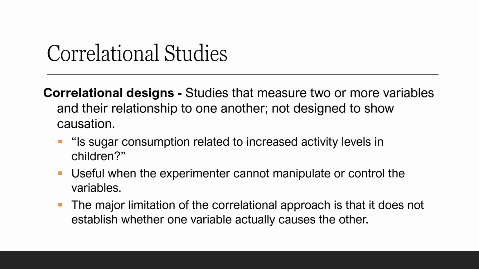Now, the weakness of a correlational design is that you cannot establish a cause and effect relationship between variables. In a correlational design, you're saying that when variable x increases, variable y may also increase. However, we cannot say that y increases because of x, because there may be some other things that influence the relationship.